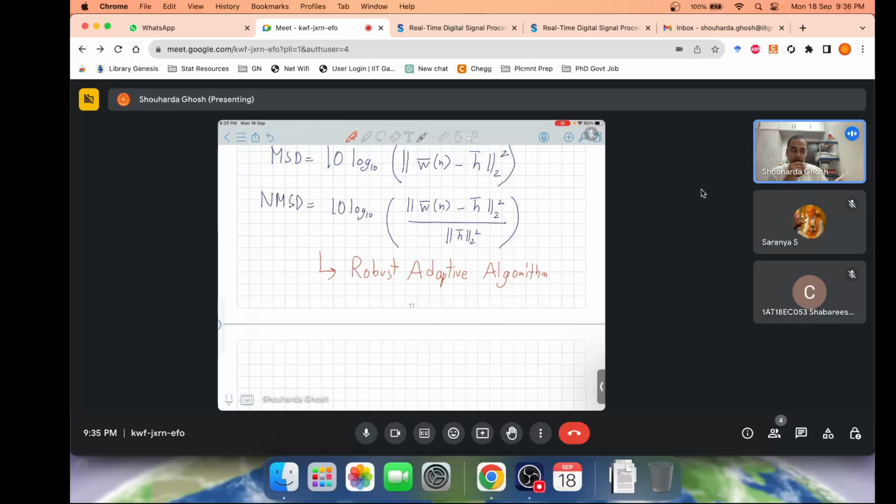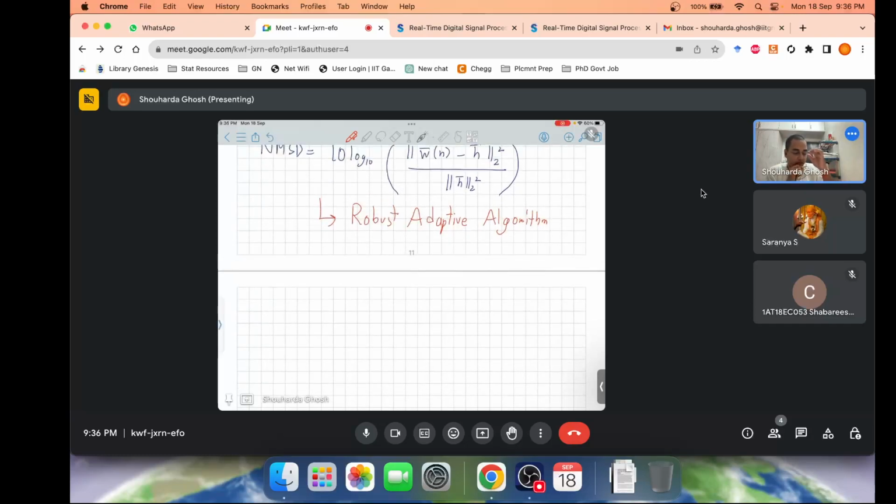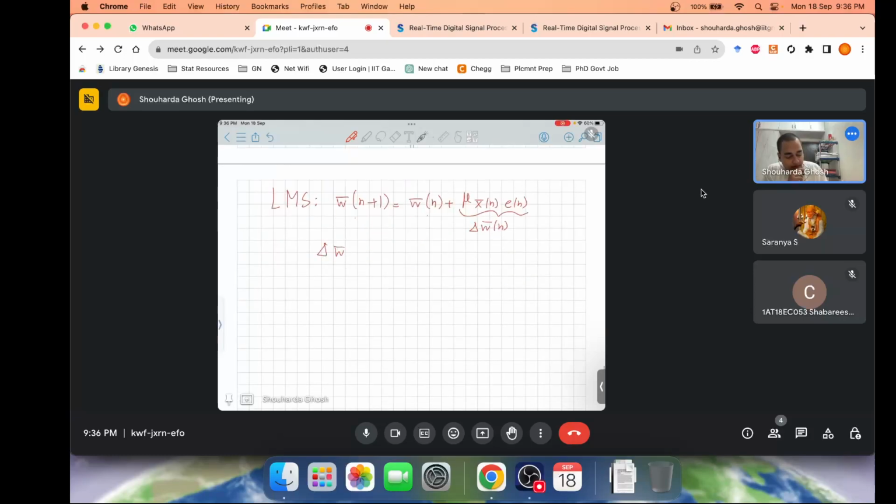So just mentioning as a side note, robust adaptive algorithms, what are they? Our normal LMS algorithm is w of n plus 1 equals w of n plus mu x of n e of n. I can also view it as a weight increment. The next weight is the sum of the previous weight and some increment. If you look at this increment term, it is proportional to the error.